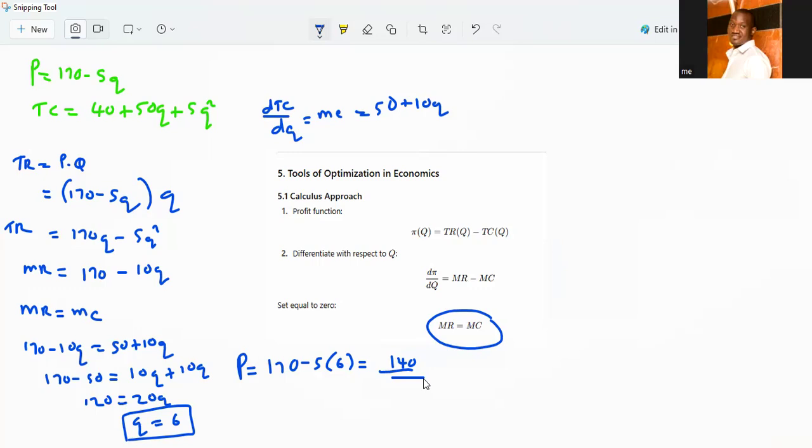Now the question still remains, how do we get the profit function? The profit function is total revenue minus total cost. So what is our total revenue? We calculated our total revenue as 170Q minus 5Q squared. What is our total cost? It was given as what? 40 plus 50Q plus 5Q squared.